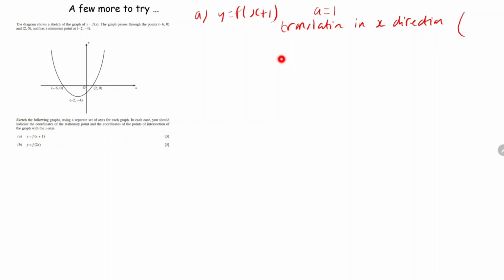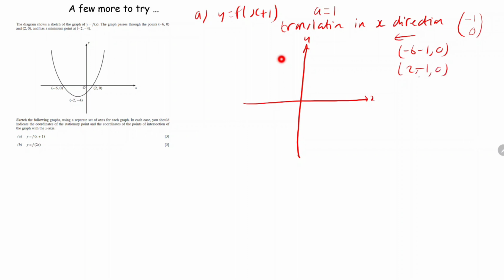Using the following vector, it's going to be a movement of -1, and the y coordinate is going to be unaffected. So this is going to move the graph 1 to the left. So our new coordinates for our 3 points, for the first one is going to be -6, -1, 0. Then it's going to be 2, -1, 0. And -2, -1, and -4.